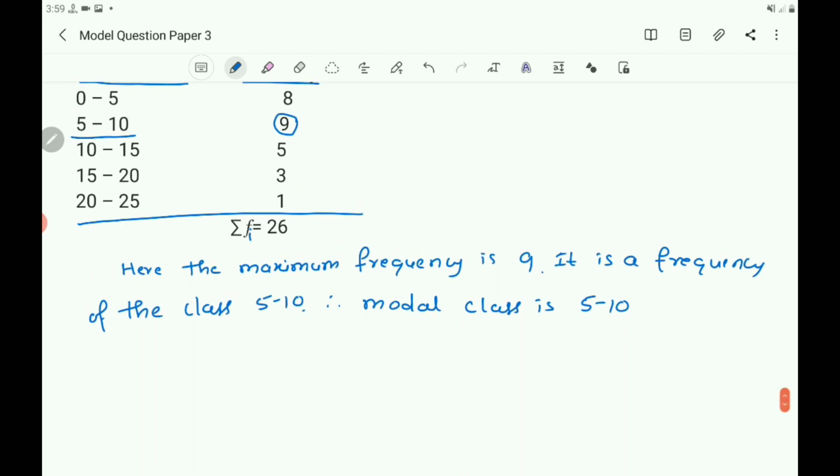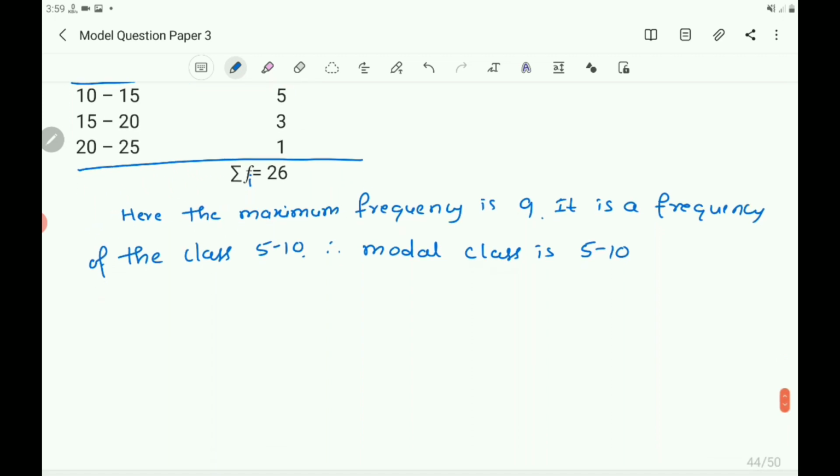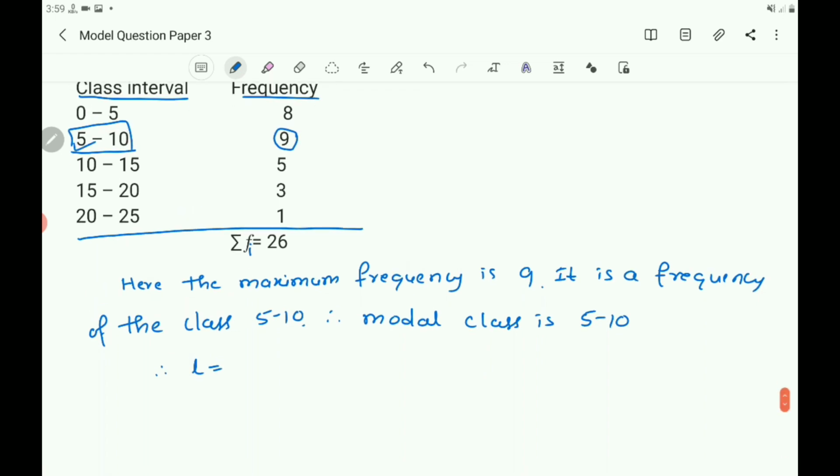Then the lower limit of the class: you take L equals. What is the lower limit of the class? 5 is the lower limit of the class. L equals 5, right? And h, that is the size of the class. H equals 10 minus 5, that is also equal to 5.